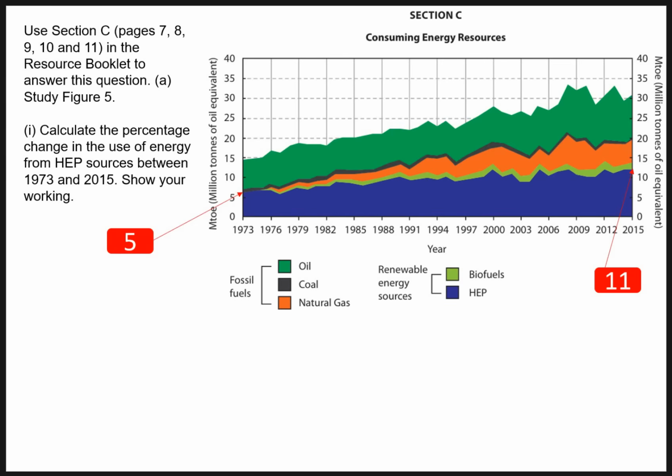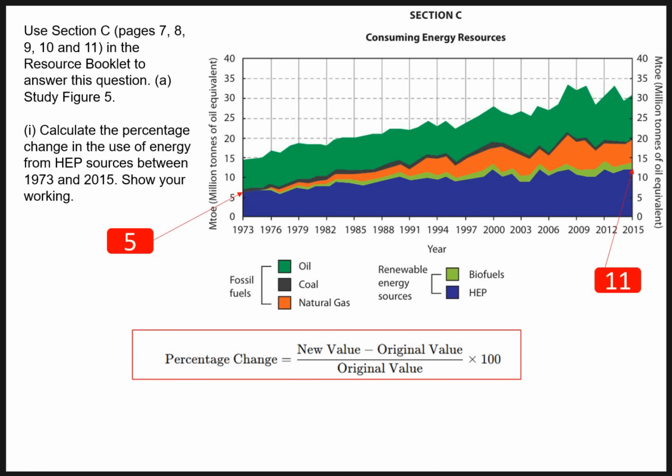Okay, section C. So section C is asking you to look at figure 5. So here's figure 5 for us. Calculate the percentage of change in the use of energy from hydroelectric power sources between 1973 and 2014. So I've highlighted 1973 and 2015. Those are the two figures that we need to work out. Now we can already see there's been an increase. So we know this is a positive number.